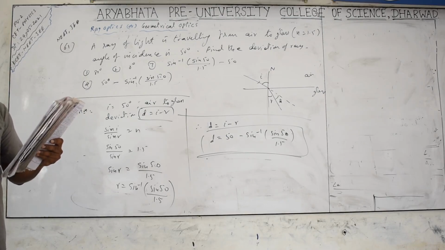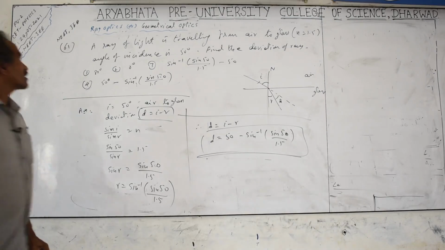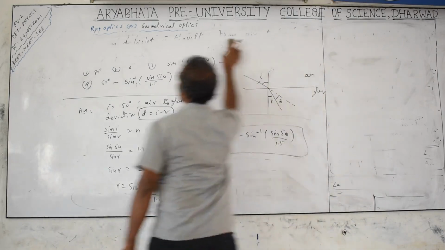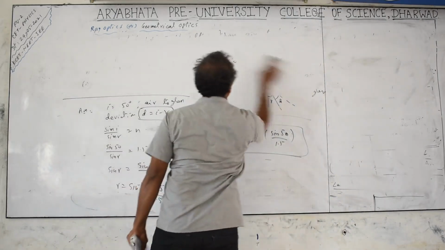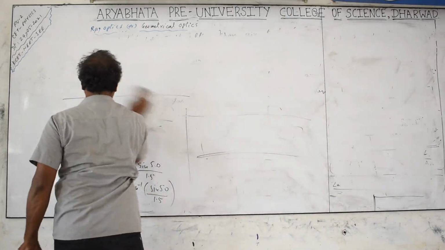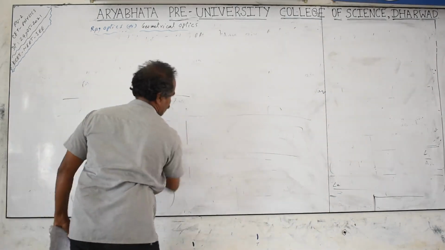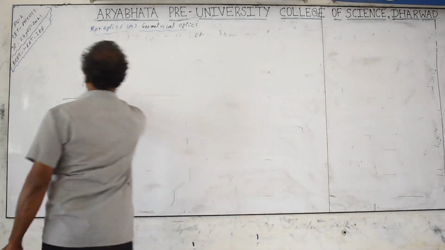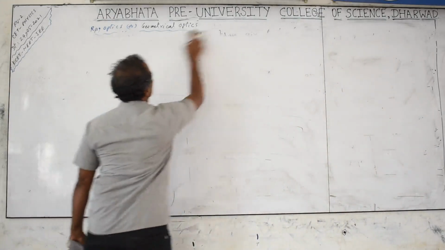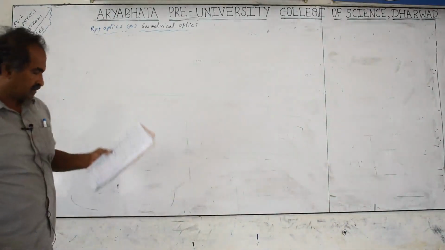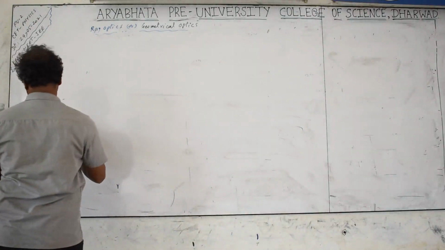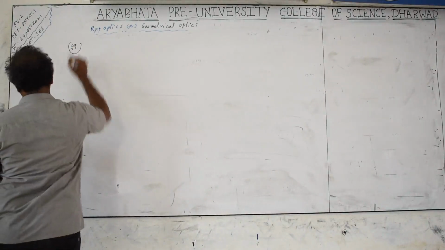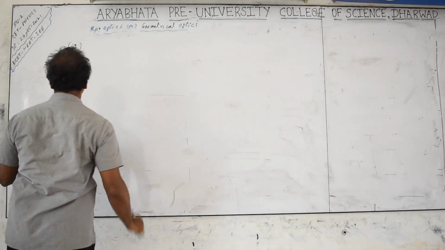Next, the skipped problem, 59. This is very important for all competitive exams.